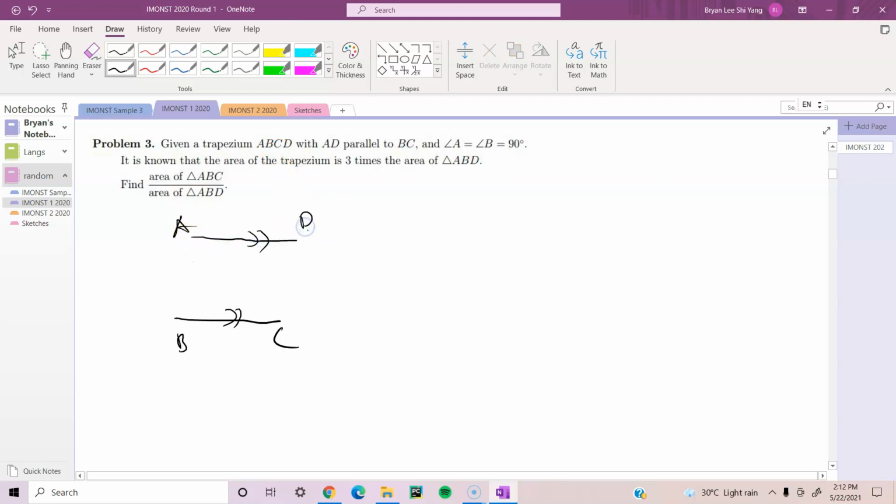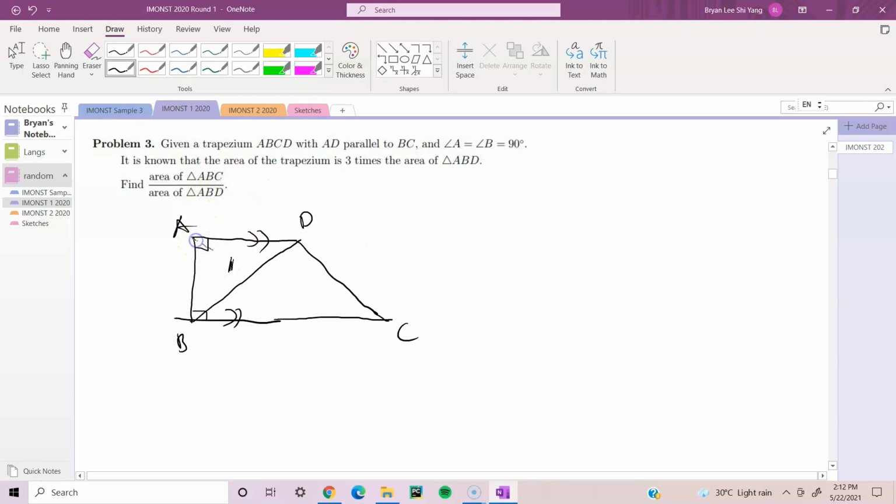Okay, and then angle A and angle B are 90 degrees, so just draw 2 squares here. And then it is known that the area of the trapezium is 3 times the area of triangle ABD. So we can draw something like here. This is our triangle ABD, and then our whole trapezium ABCD will have an area of 3 if this is 1 unit, right? So find the area of triangle ABC over the area of triangle ABD.